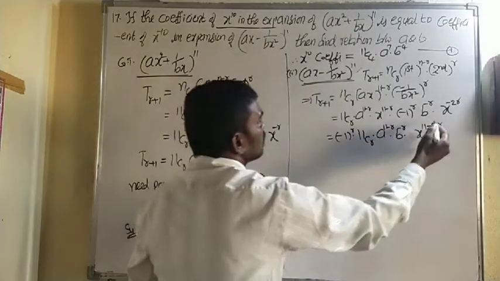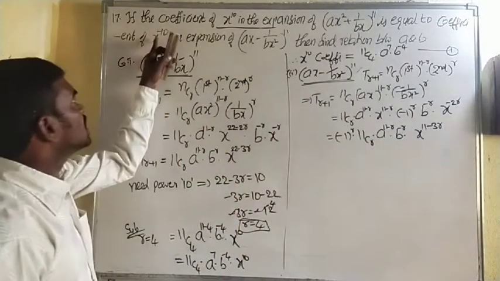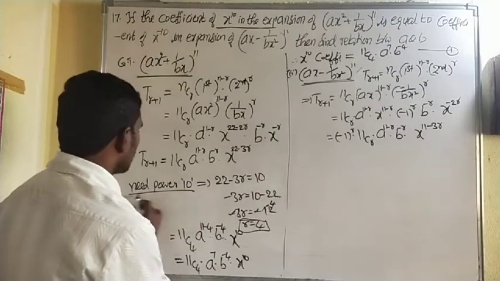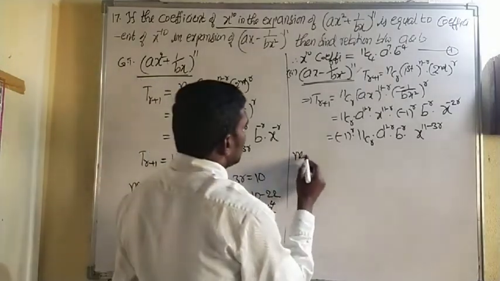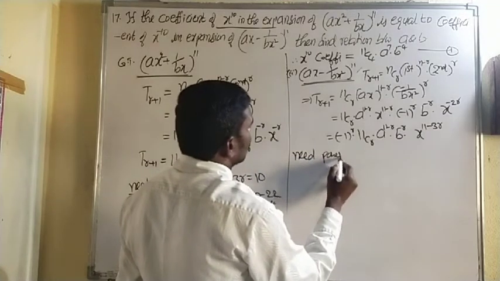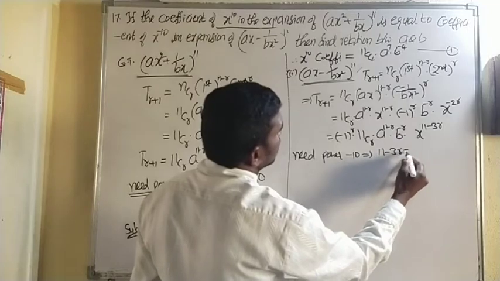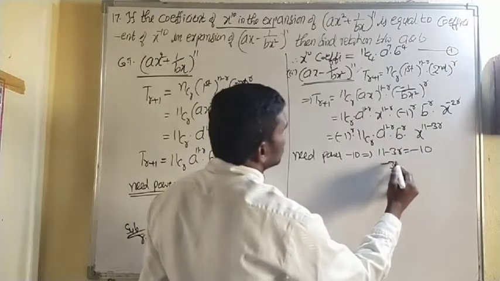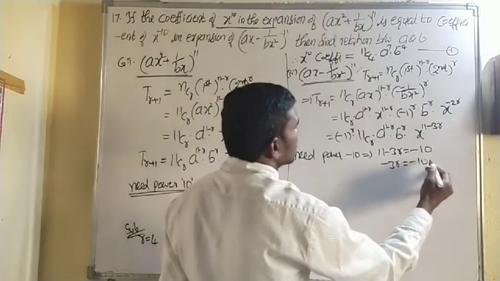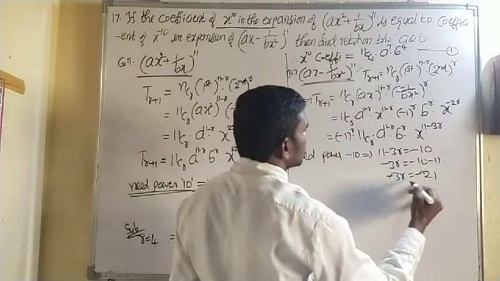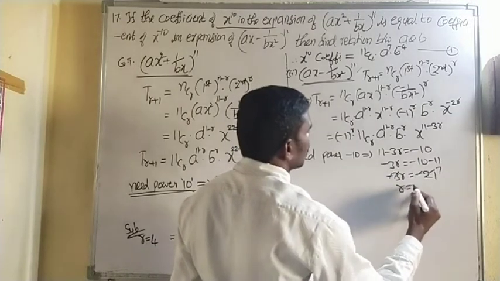Now the power must be equal to minus 10, because we need the power minus 10. That implies 11 minus 3r must be minus 10. Simplify this: minus 3r equals minus 10 minus 11, so minus 3r equals minus 21. Minus minus cancel, 3 sevens are 21. So r equals 7.